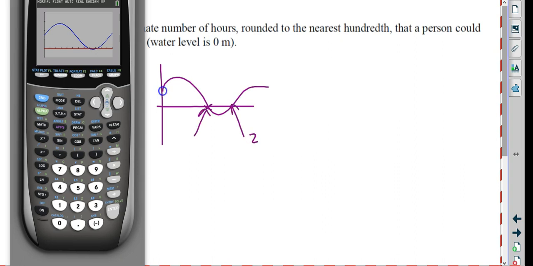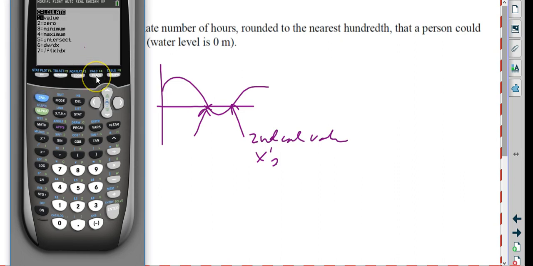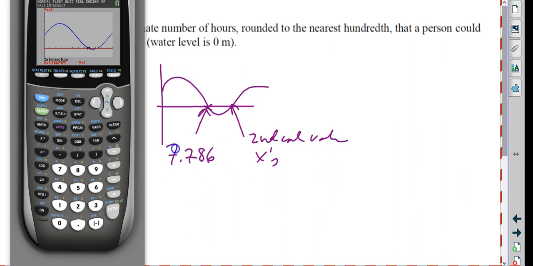Okay, so we need second calc, intersect. I could also use zeros here. So 7.79. Actually, let's go a little bit further out because we have to round it too. 7.78674. Okay, we're going to use that.